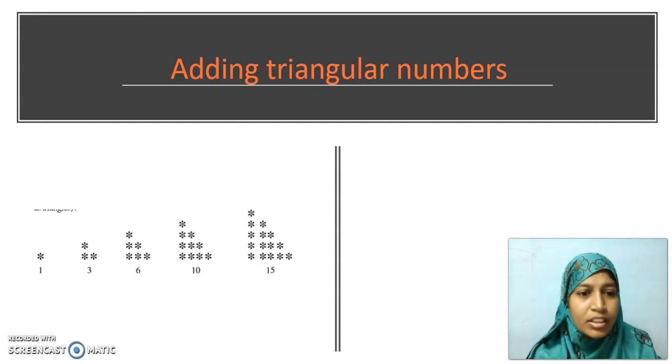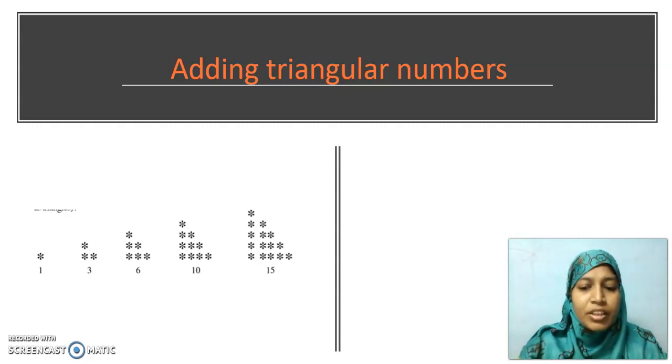Here 1, 3, 6, 10, 15. All these can be represented in the form of a triangle. Did you see something special in it, my dear children? How do we get this series?